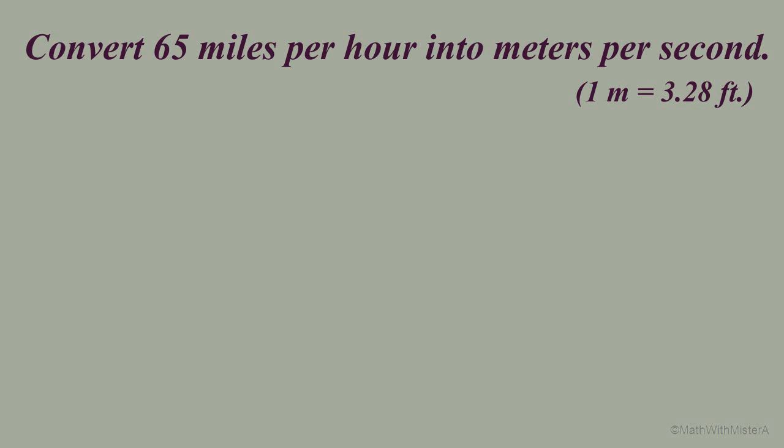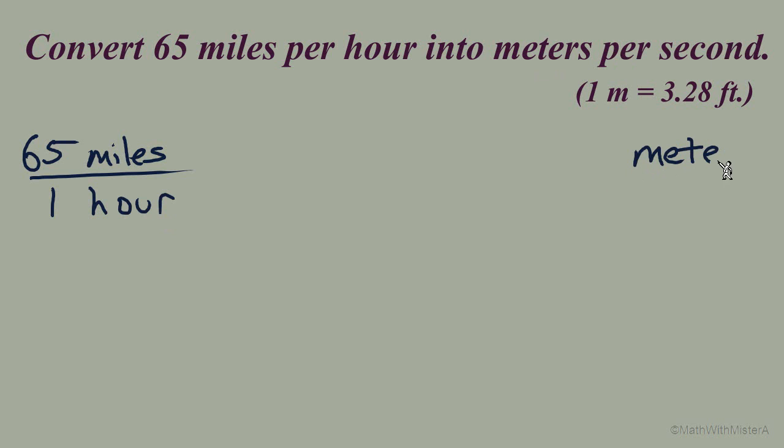Here's the next example for you to try. Convert 65 miles per hour into meters per second. So pause the video to try this one, and now we'll look through the answer together. In this problem, we can see that we're starting with 65 miles per hour. We'll want to write this as a fraction, 65 miles per 1 hour. What are the target units for the answer? Meters per second. So let's jot those down.